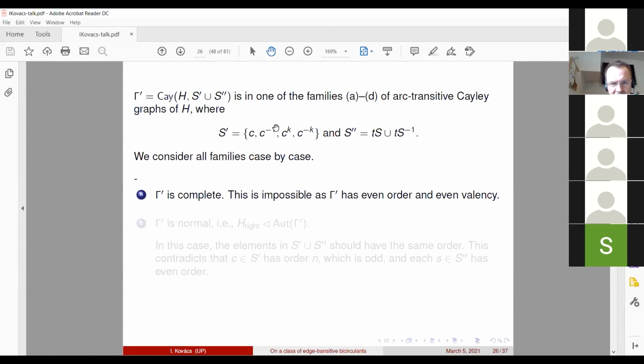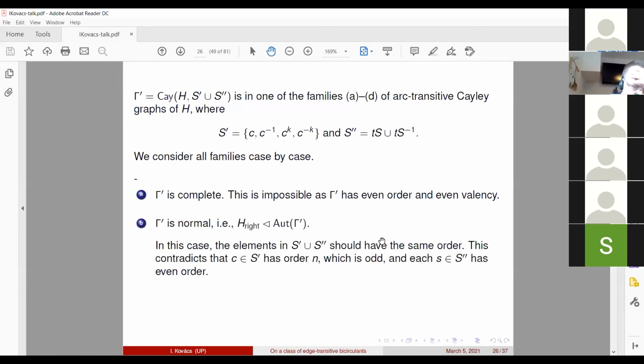If K is 1, we have 2 elements here, and then S is inverse closed, and actually we have one set S here. But because this set is inverse closed, any element should come with pairs. And because N is odd, this set has even size, and this has size 2. So the cardinality is even. If K is not 1, we have 4 elements here, and we have 2 times the cardinality of ST, which is also even. So the valency is always even. The order is even, so it is not compact. So this is not a compact graph.